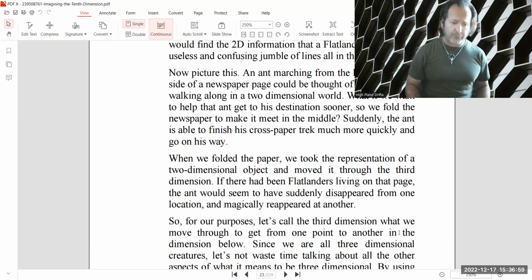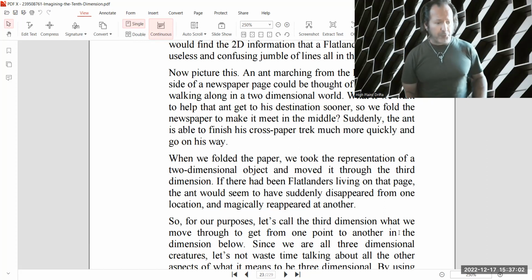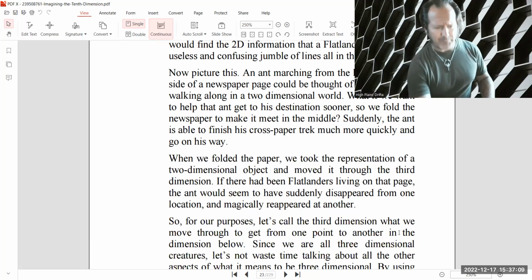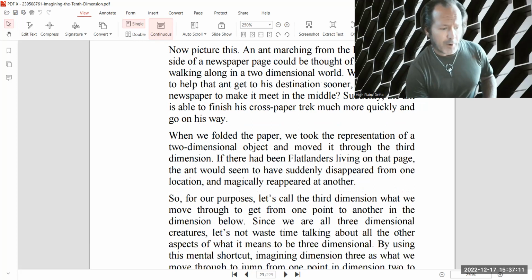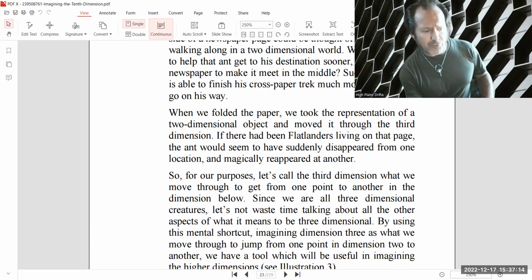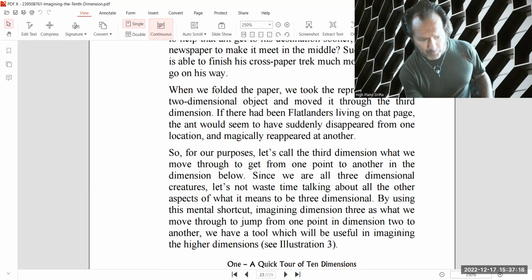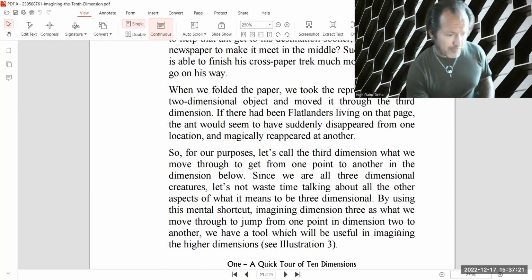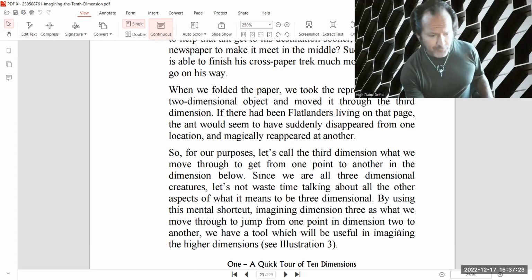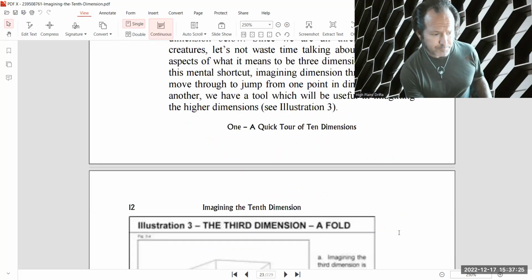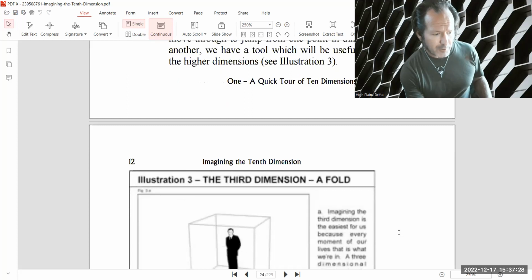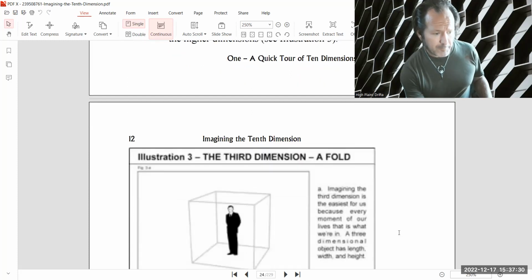So for our purposes, let's call the third dimension what we move through to get from one point to another in the dimension below. Since we are all three-dimensional creatures, let's not waste time talking about all the other aspects of what it means to be three-dimensional. By using this mental shortcut, imagining dimension 3 as what we move through to jump from one point in dimension 2 to another, we have a tool which will be useful in imagining the higher dimensions. So here's our tool, okay? The third dimension of fold, imagining.